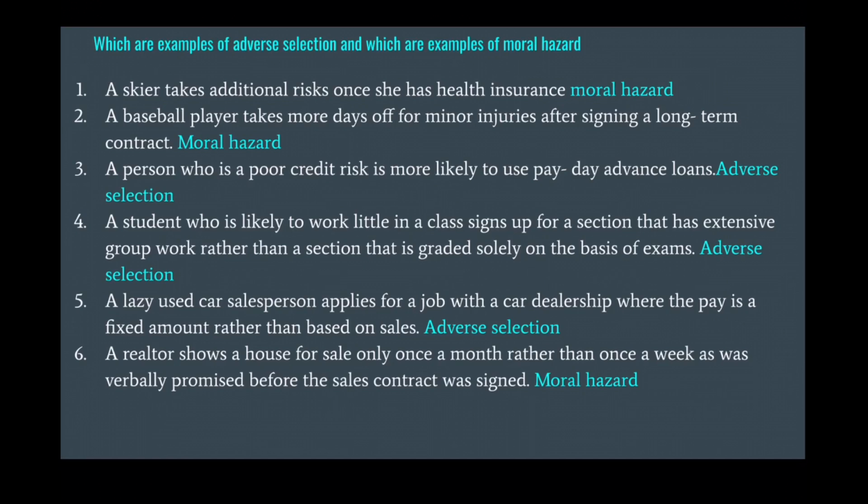Fifth, a lazy used car salesperson applies for a job with a car dealership where the pay is a fixed amount rather than based on sales is an example of adverse selection because the car dealer is attracting lazy salespersons. The last, a realtor shows a house for sale only once a month rather than once a week, as was verbally promised, because a sales contract was signed, is an example of moral hazard because the realtor's behavior is changing after the contract was signed.